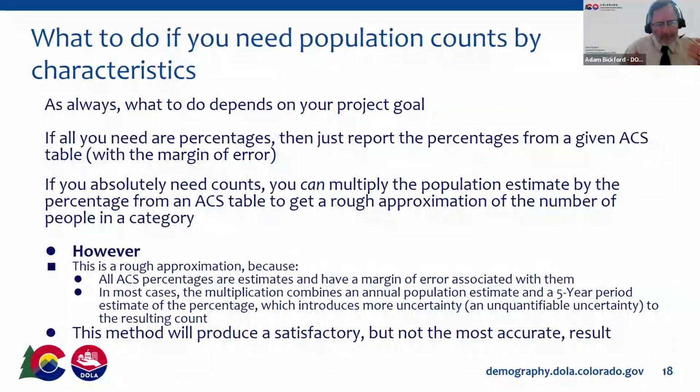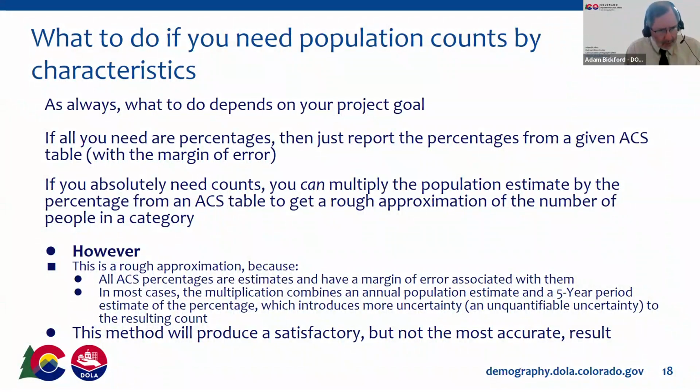So it leads to a question, because some people want to provide a total number of persons within a category, right? So what do you do with this? Well, first of all, if all you need are percentages, just report the percentages and talk about the margin of error. The margin of error is the uncertainty introduced into an estimate by the sampling frame, right?